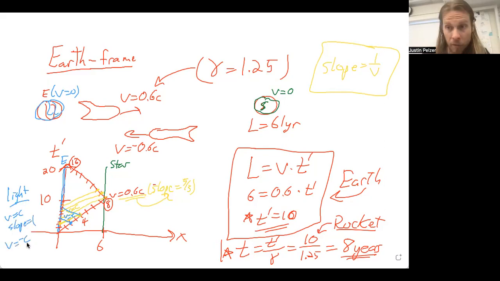V equals negative c from the rocket, because it's going to the left, will be a slope of negative 1. And just draw the line, and you're just going to intersect lines. That's all you're doing, right? And if you want, you can just draw it accurately, and it'll meet at integer locations.